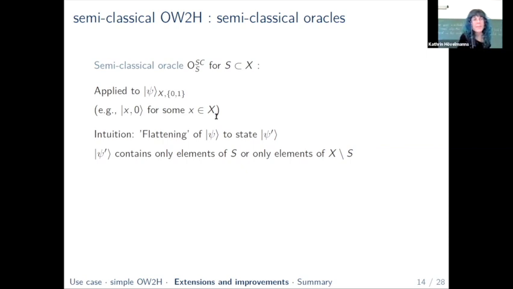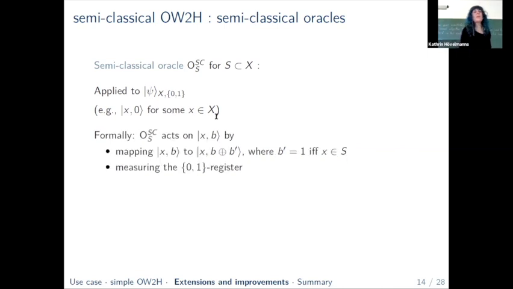Okay, so to describe what flattening means, because this is very informal, we have this oracle act on, so I'm just describing how it works on a base state because it's a unitary and we can do linear completion. What it does on a state |x, b> is that it maps |x, b> to |x, b XOR b'> if x is in S, and then measures the second register.